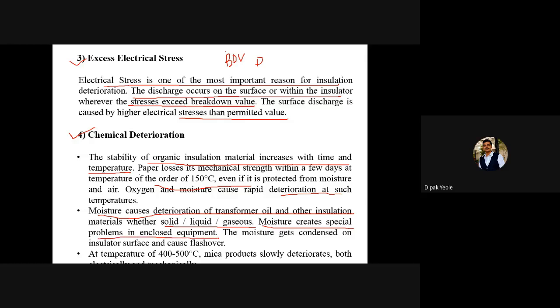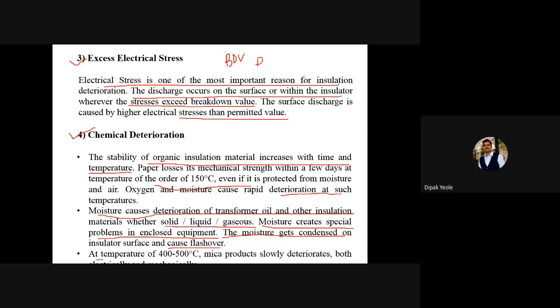जर इक्विपमेंट हे एनक्लोज्ड असेल, पूर्ण पॅक असेल, सो मॉइश्चर हा खूप मोठा प्रॉब्लेम क्रिएट करू शकतो. The moisture gets condensed on insulator surface and causes the flashover. Flashover is nothing but it is like a sparking. तुम्हाला कळत असेल की आकाशातून जेव्हा वीज चमकते तेव्हा फ्लॅश ओव्हर ऑफ लाइटनिंग असं म्हणतात. Yes, same way if your equipment is enclosed, so this moisture will be created a lot in it, and if that moisture is created, so there can be a cause of flashover.